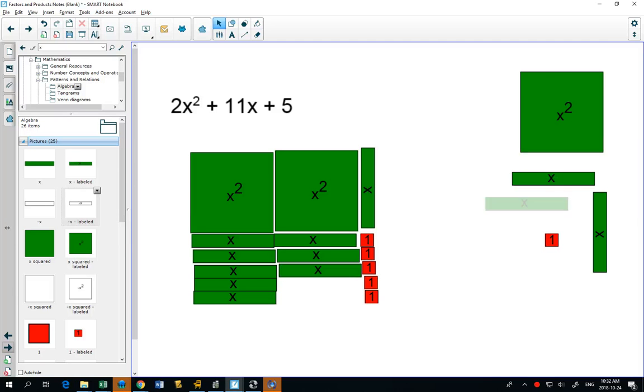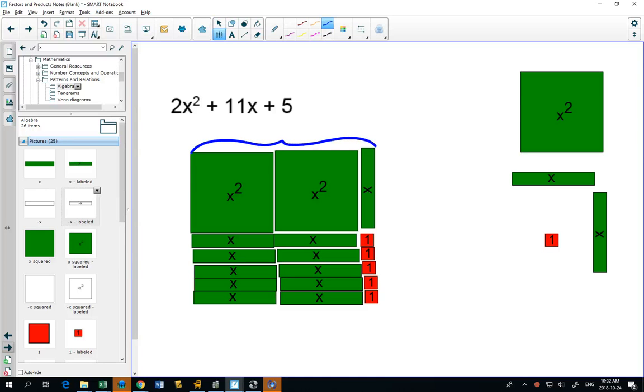Does it make a rectangle? Yes. Do I have 11 x's? Yes. Do I have 5 ones? Yes. What is my length? X, x, 1. This will be 2x plus 1. X plus 1, 2, 3, 4, 5. X plus 5.